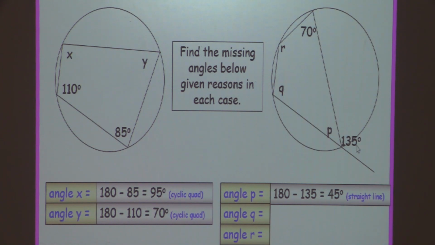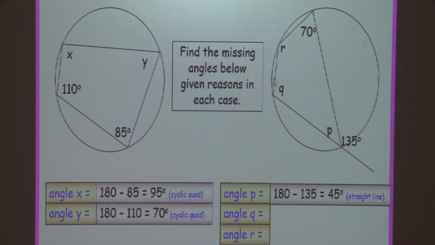So I've already found P by using my grade 8, grade 9. I don't lose sight of my basics. The sum of angles in a straight line, they are supplementary. So P plus 135 is equal to 180, hence P will be equal to 45. I've used a straight line. Let's look at Q.